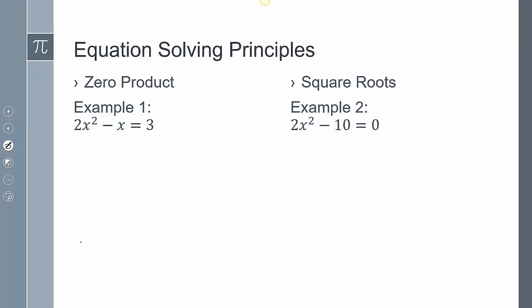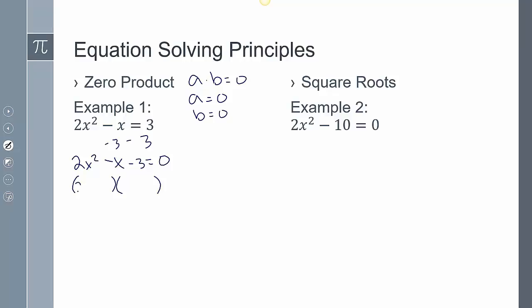So the first one was zero product. We said by definition if a times b equals 0, then we know that either a is 0 or b is going to be 0. And so we typically see that in factoring. So I subtract 3 on both sides, and so I got 2x squared minus x minus 3 equals 0. Now I can factor this. So this will factor into 2x minus 3 and x plus 1.